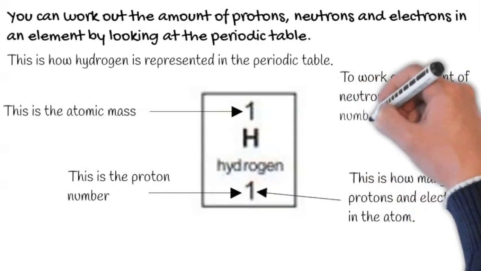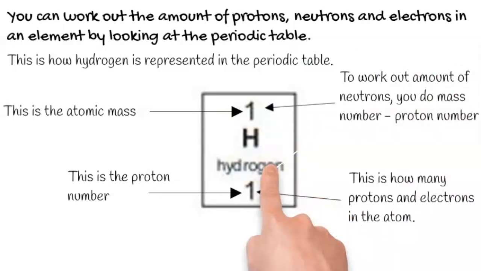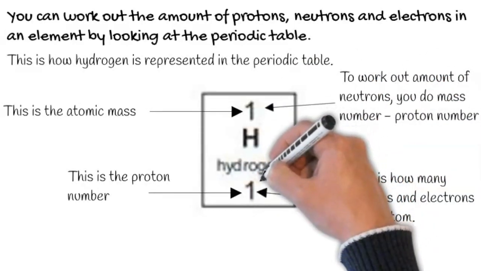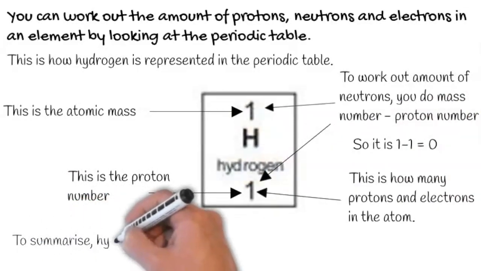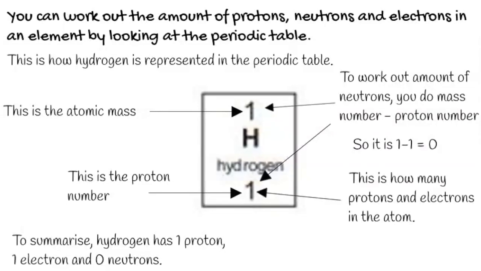To work out neutrons, you do the mass number, which is here, take away the proton number, which we said was here. So it's 1 minus 1 is 0. So therefore, hydrogen has 1 proton, 1 electron, and 0 neutrons.